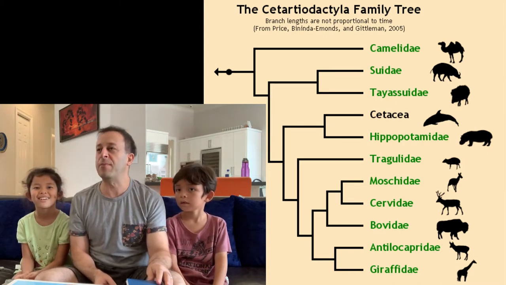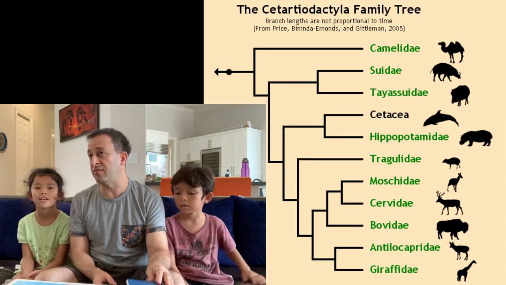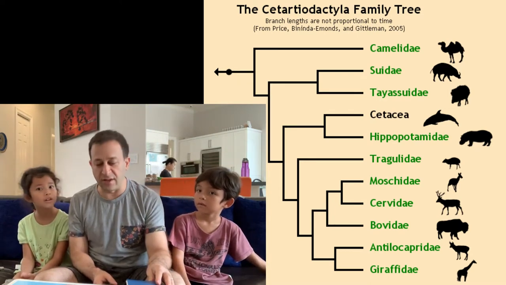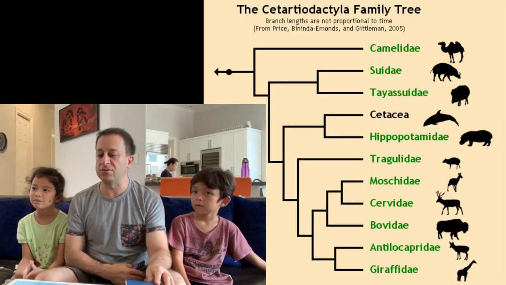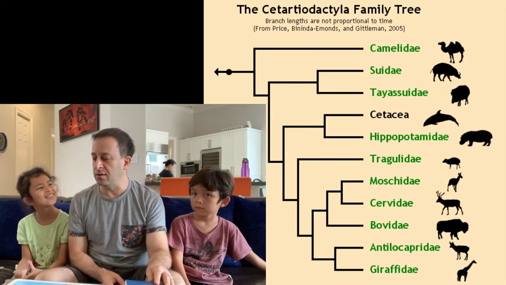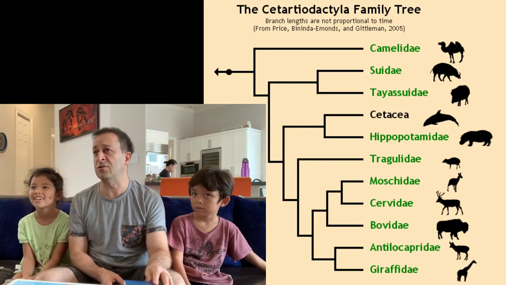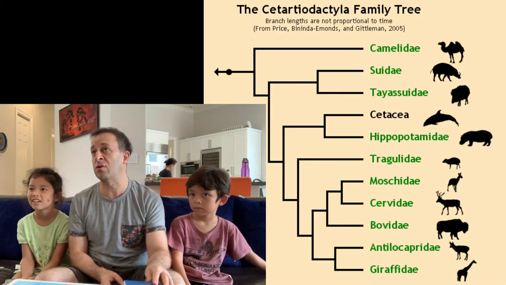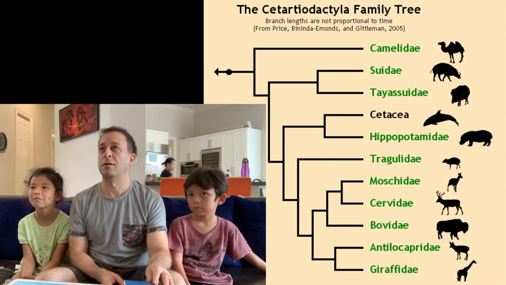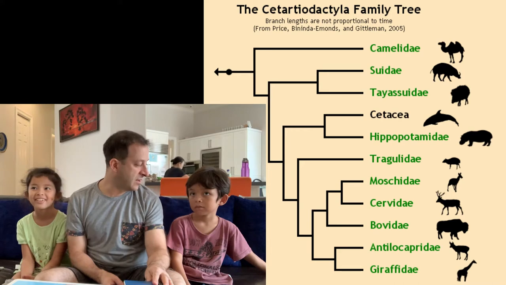So what is hippopotamus's closest living relative in this world? Is it still living or not? It's still living. The closest living animals to hippopotamus in the world. Monkeys? No, monkeys are very, very distant relatives. Monkeys are primates. They're not related to the ungulates closely. Any guess? Do you want to make one guess?